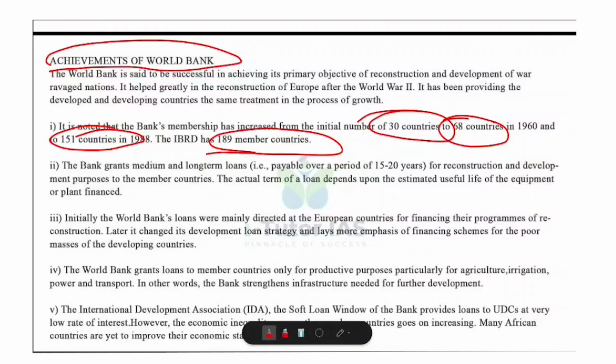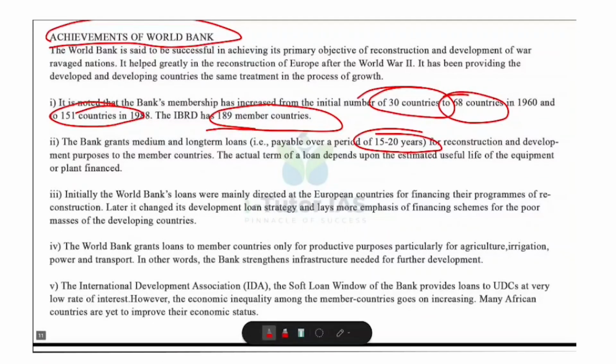And second, provision of medium term and long term loans. That means it grants loans payable over 15 to 20 years depending on the useful life of the project. It helps countries invest in large scale development projects without immediate financial burden.